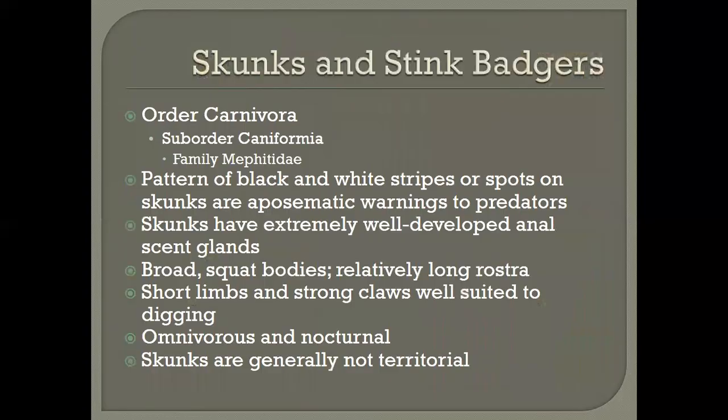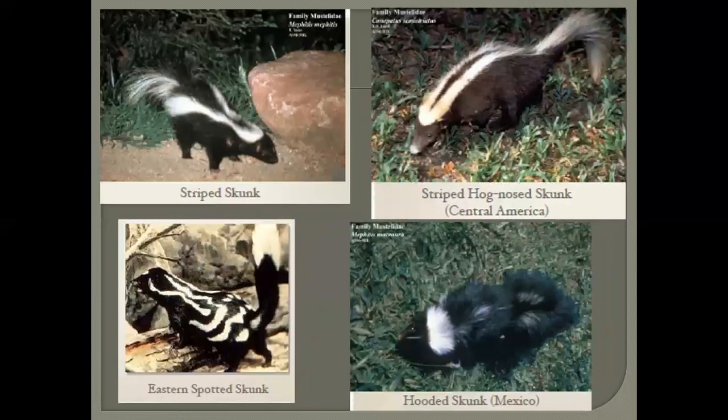Skunks and stink badgers are another group with patterns of black and white striping on their bodies. Skunks, as you all know, I'm sure, have well-developed anal scent glands. These are omnivorous and nocturnal groups, and skunks are not territorial. We have our examples here.